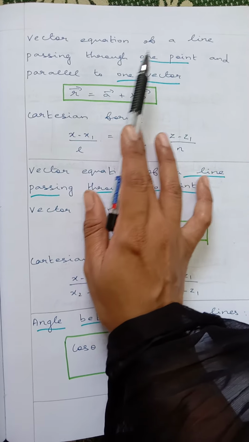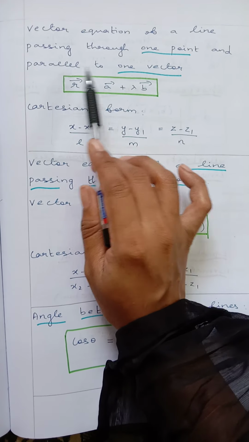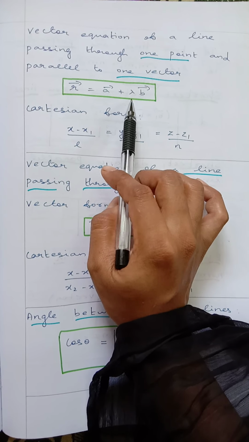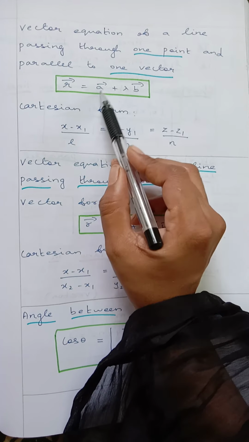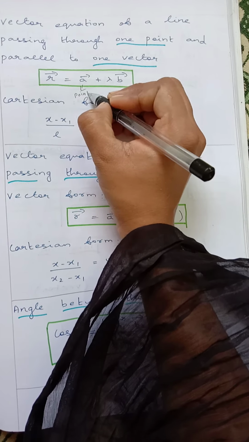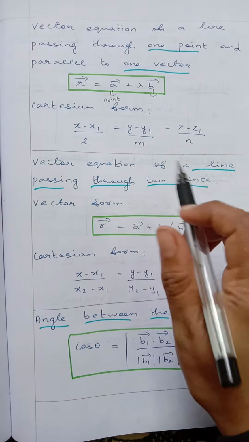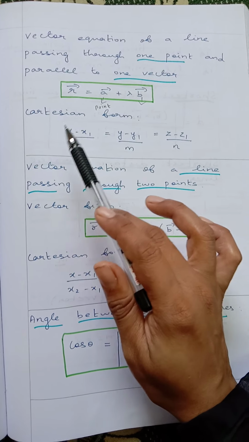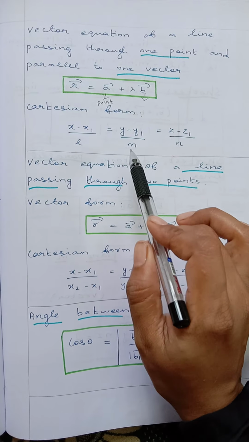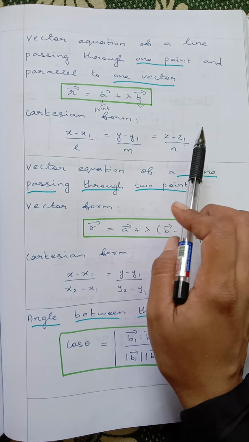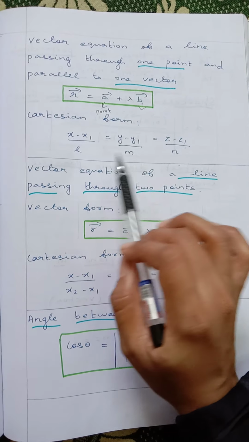So all these three are about direction cosines: when the angle is given, when the ratios are given, and when 2 points are given. Okay. The next one we are going for is the vector equation of a line passing through one point and parallel to one vector. r vector is equal to a vector plus lambda into b vector. So that point represents this a. Okay, a is your point and this b is your parallel vector. So whatever parallel vector is given, that is your b vector, right? Cartesian form will be x minus x1 by l, y minus y1 by m, z minus z1 by n. So this x1, y1, z1 are the point, and l, m, n are the values of the parallel vector.